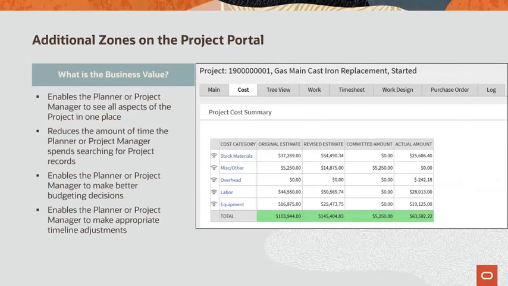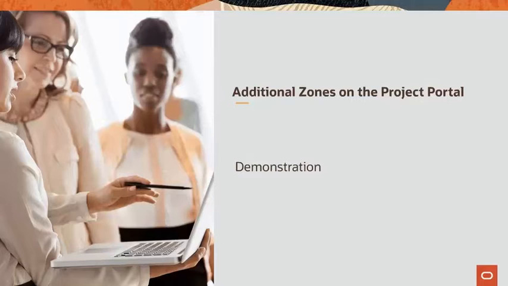The benefits of these additional zones are that the planner or project manager can see all aspects of the project in one place, reducing the time spent searching for those records and enabling the planner or project manager to make better budgeting decisions and timeline adjustments.